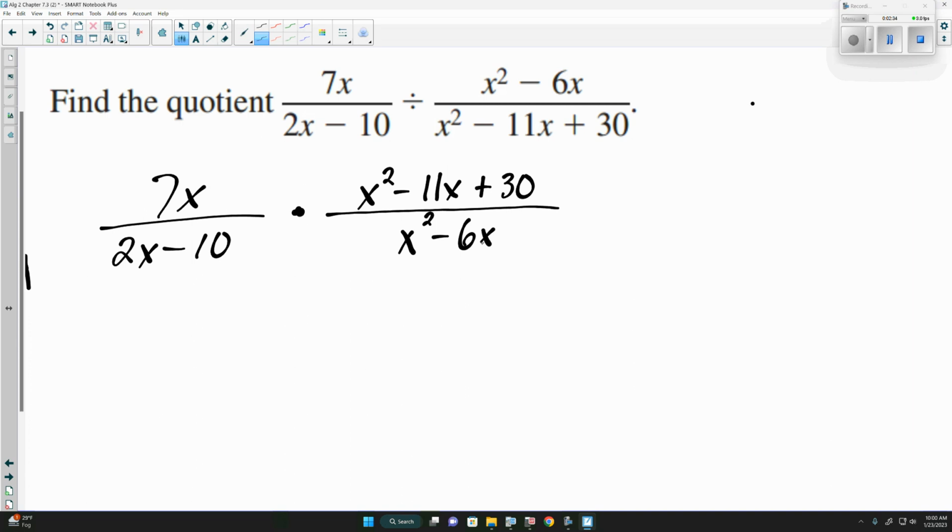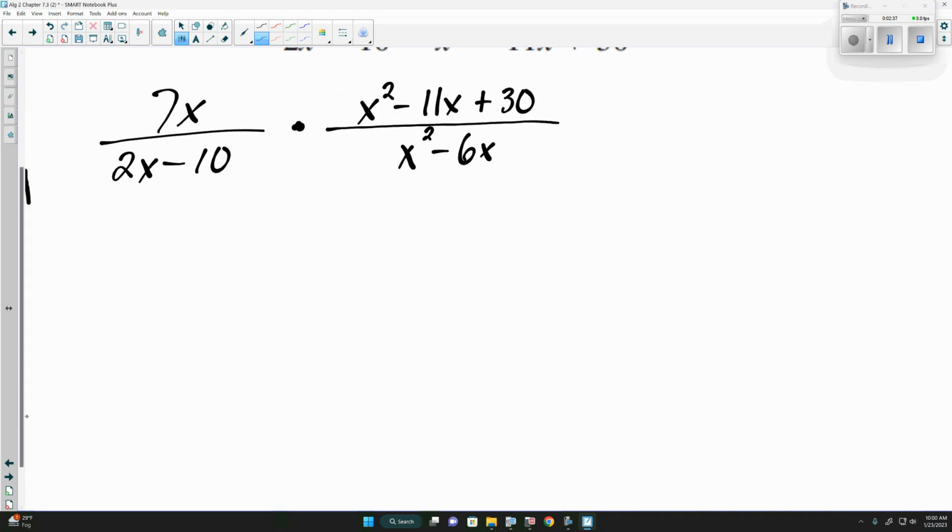Change it from division to multiplication and then flip the second. We're used to doing this because we've done this with dividing fractions. It's not something new, but it is new applying it to these polynomial expressions, these rational expressions, really. For the rest of this, it's going to be the exact same as Friday, because now we're just multiplying. So really, with the division, we change it from division to multiplication and flip the second. We're good?